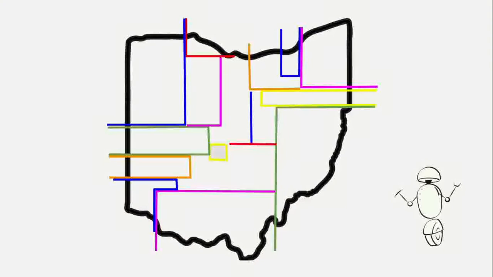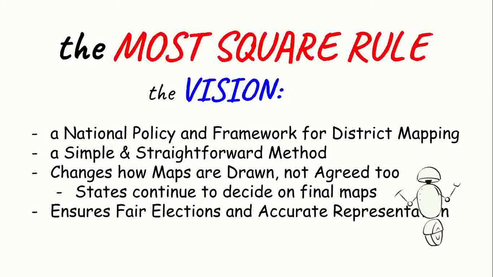You may then ask, why not make all the districts more or less rectangle like this? It seems like the easiest, most straightforward way to divide a state, not to mention about as fair for representation as you can get. That's a great question, and the reasoning behind the most square rule. Because who doesn't want fair elections, besides power-hungry party politicians?